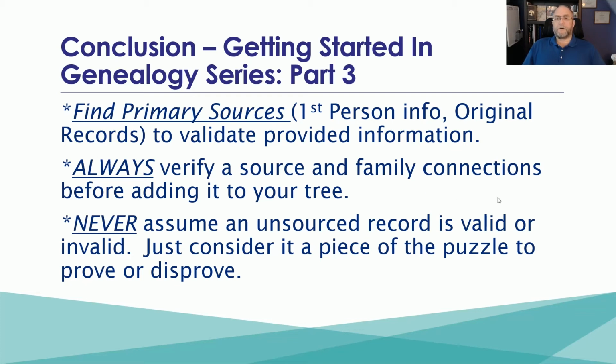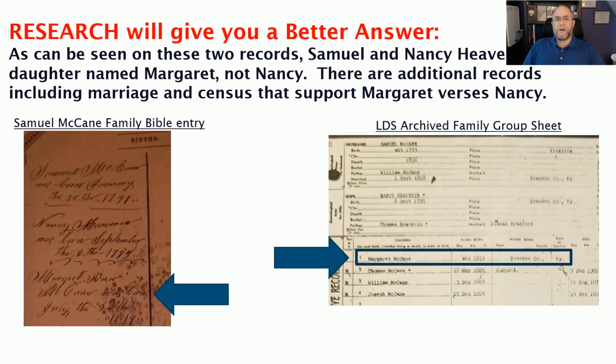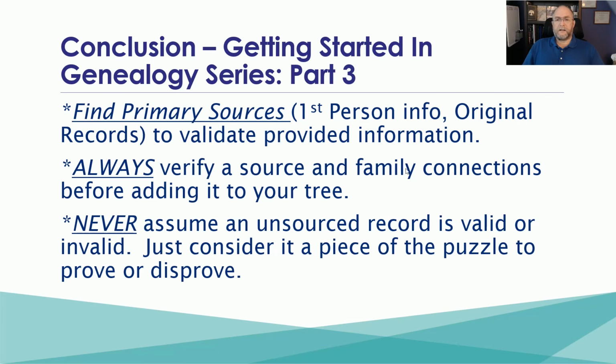Always verify a source and family connection before adding them. If you went ahead up here and added Samuel McCain to your record as the father of Nancy, and then in turn the grandfather of James, you would have been incorrect if you just went straight to do it. So make sure you validate the information before you add them. And then I also want to make a note that is not always discussed. Never assume an unsourced record is valid or invalid, okay? Just consider it a piece of the puzzle to prove or disprove.